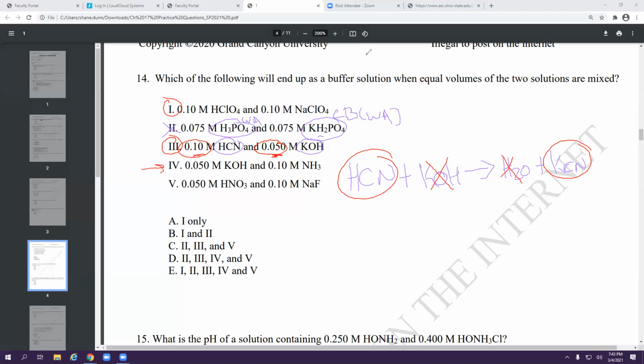4 is wrong because of the exact opposite reason 3 is right. Yeah, they're flipped.